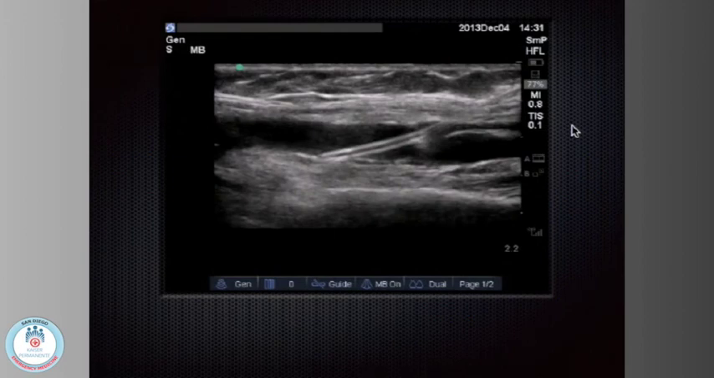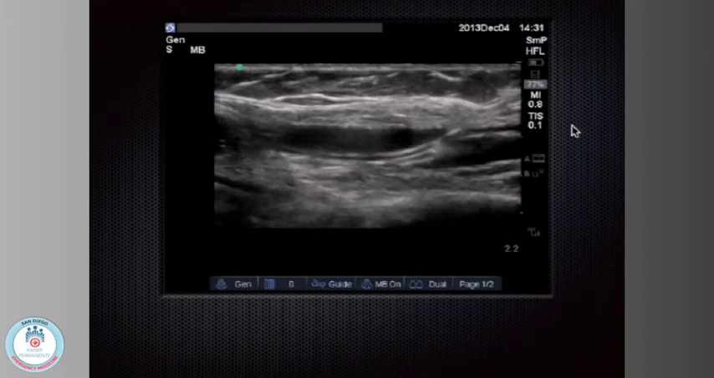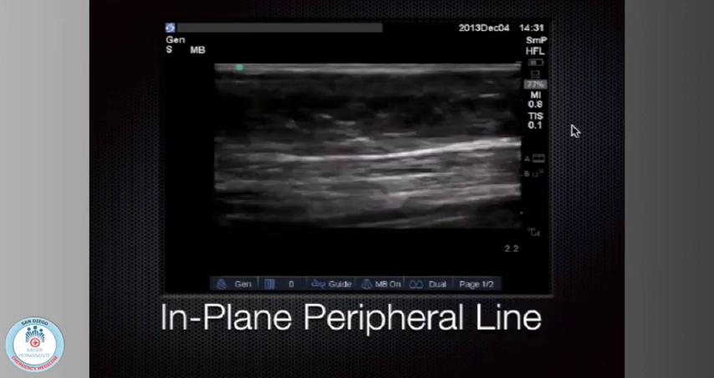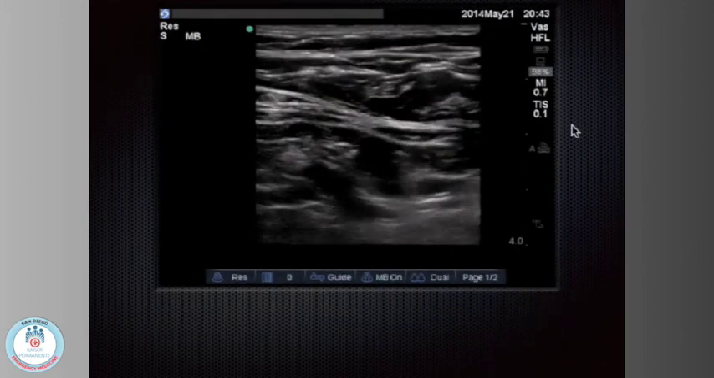This is just the in-plane technique showing you what it looks like when a catheter is going over a guide wire, confirming that you're in the right location. I just like that, again, that in-plane technique. This is a peripheral line where the nurses were doing it.